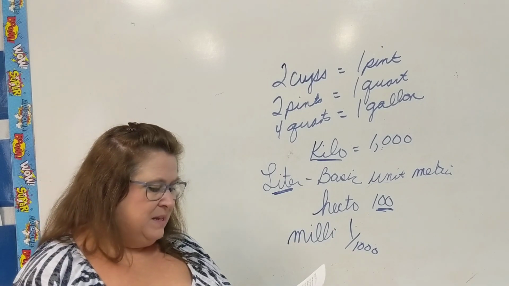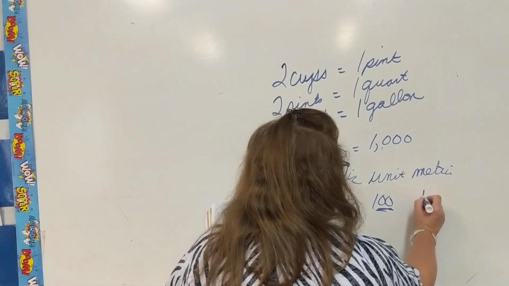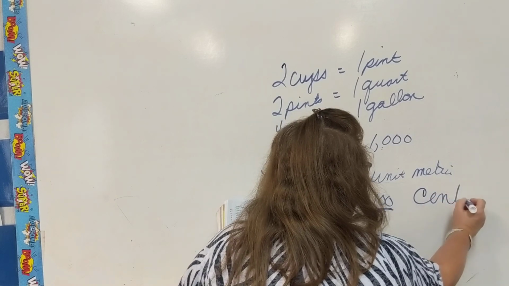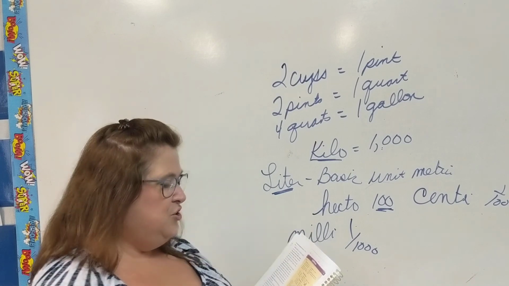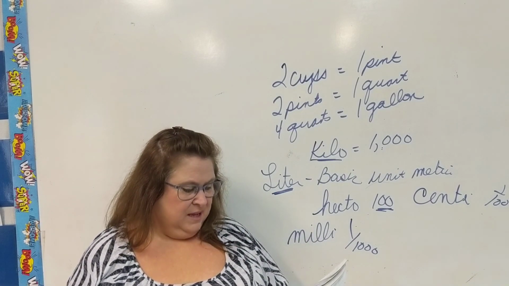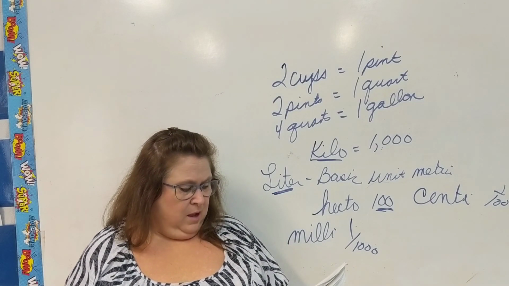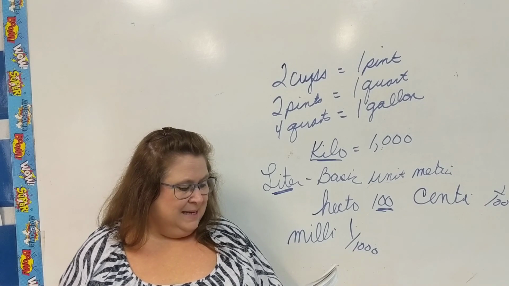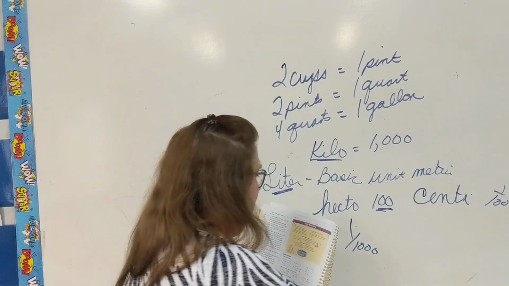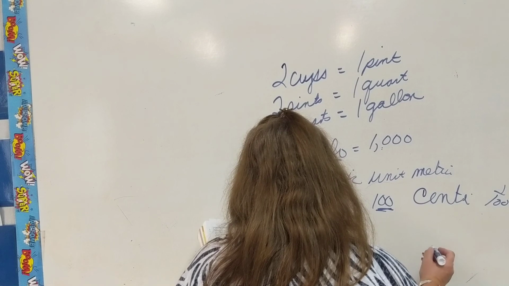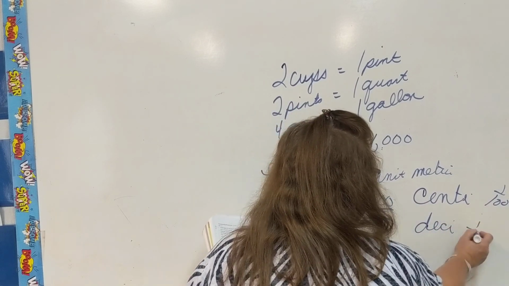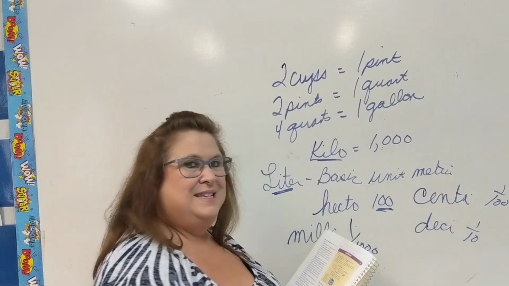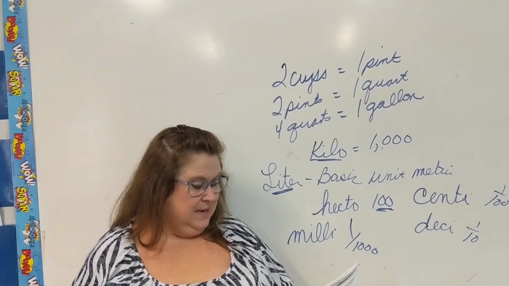Letter I says how many centiliters are in 1 liter? What did centi stand for? 100. So there are 100 centiliters in a liter. Letter I, how many deciliters are in a liter? I'm sorry, that's J, guys. Deci, what did deci stand for? 1/10. So there are 10 deciliters in a liter.